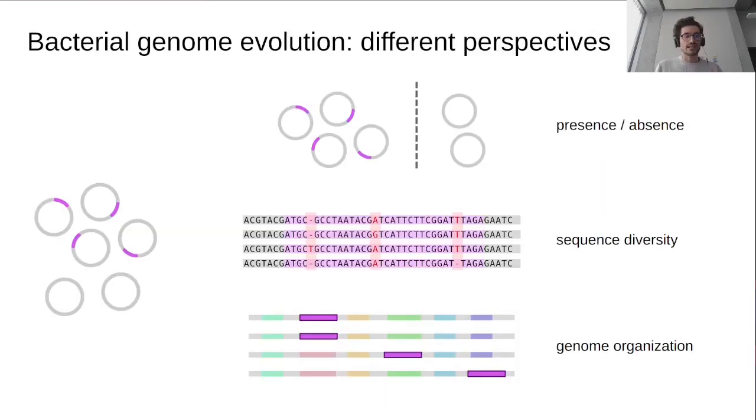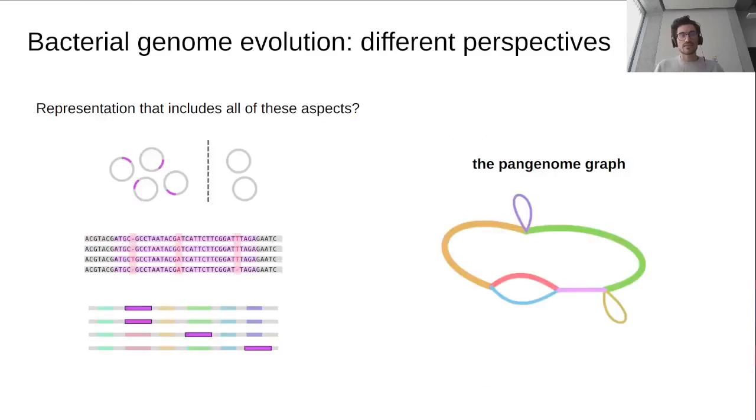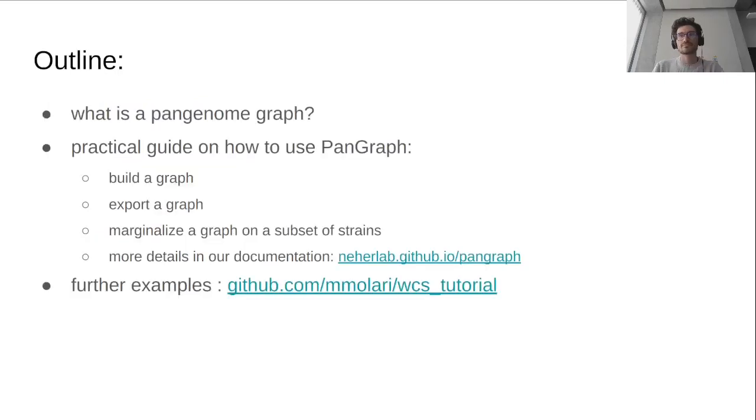And this diversity can come in different flavors. Let's say that I have an isolate, I might have a gene that I'm interested in study. I might want to be able to stratify my population by presence-absence of this gene. I might also want to have the alignment of the region, and I also might want to know where this gene is present in the broader structural organization of the genome. And the pangenome graph is a representation that captures all of these aspects at the same time.